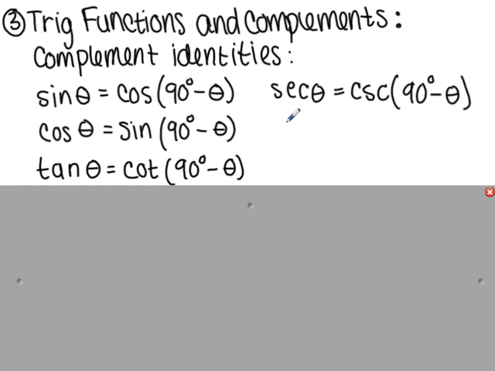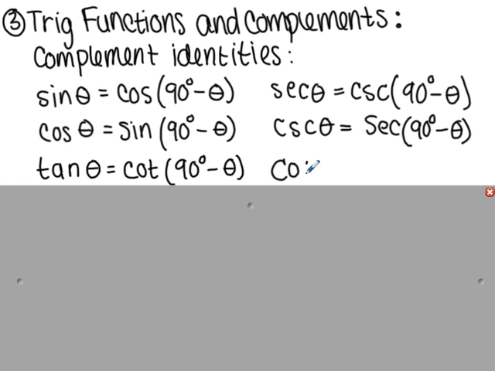We have the reverse for cosecant. Cosecant theta is the same thing as saying secant of 90 minus theta. And then tangent and cotangent, we can do the same thing, flip them around. Cotangent is the same thing as saying tangent of 90 minus theta. And of course, this is if you're using degrees.